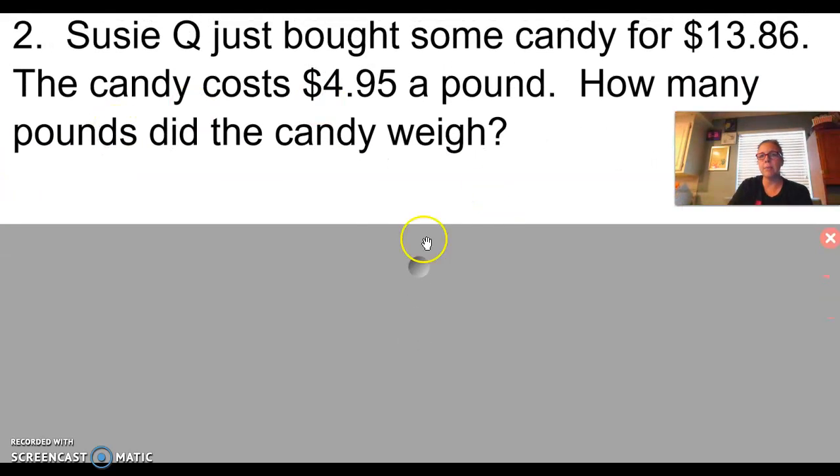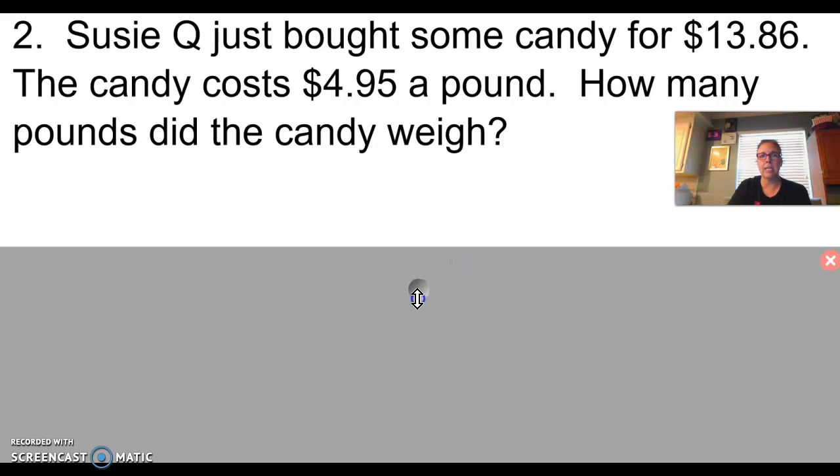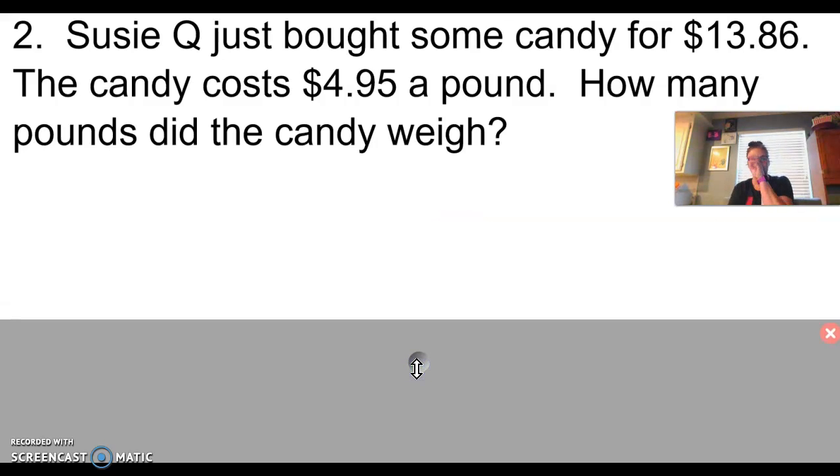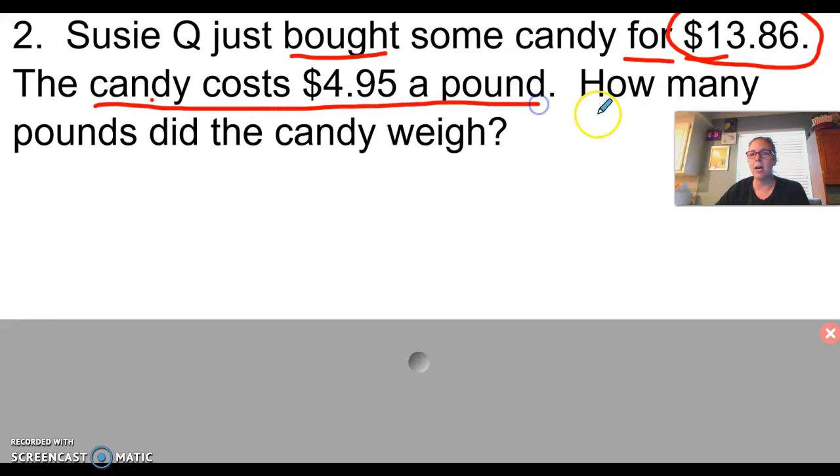Susie Q just bought some candy for $13.86. The candy cost $4.95 a pound. How many pounds did the candy weigh? So this is our total. We're given our total. So if we're given the total, we're going to end up dividing. So you can put bought for $13.86. The candy costs $4.95 a pound. How many pounds did she buy?